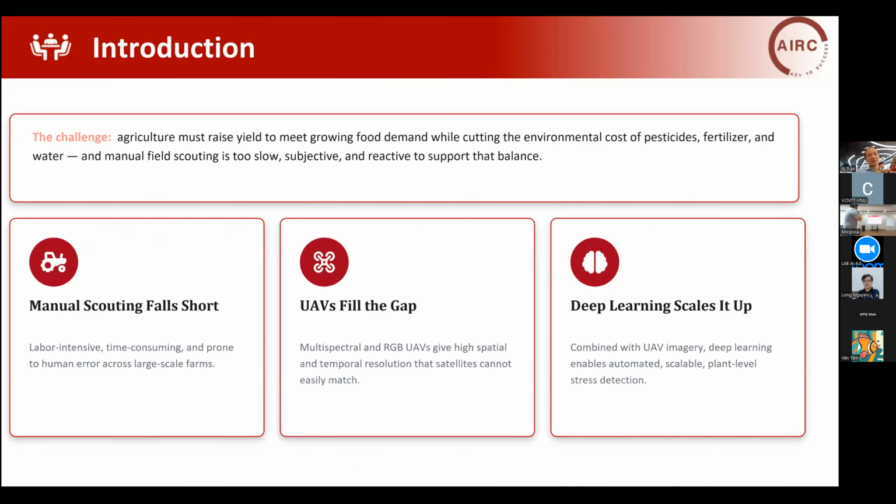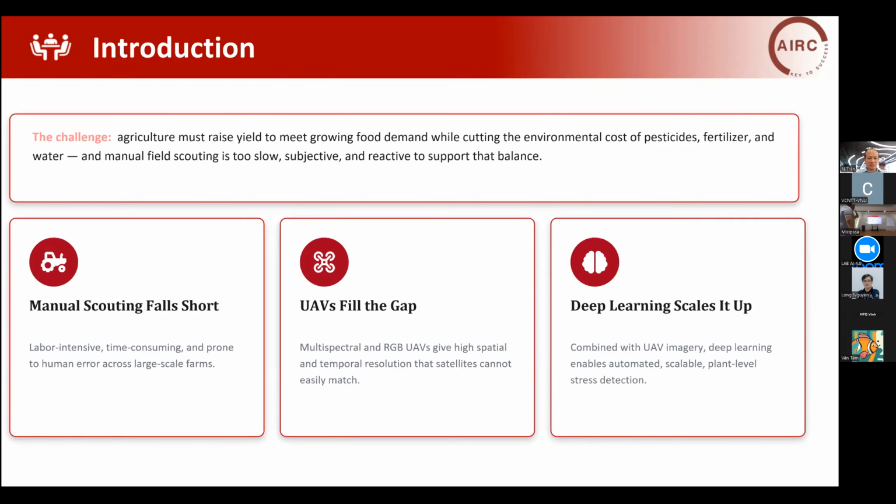So the main objective here is to determine how we can increase the agricultural yield and decrease the use of pesticides and the use of water resources as much as we can. The main challenge here is the manual field scouting. That is manual labor, where every time we need to have a reactive or supportive balance.